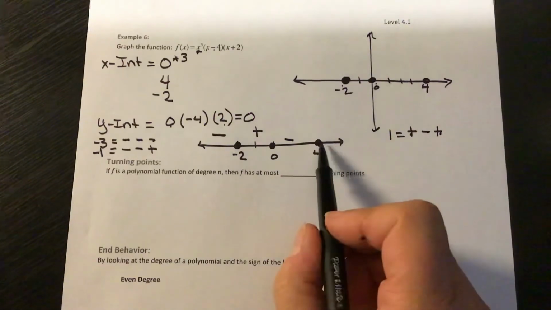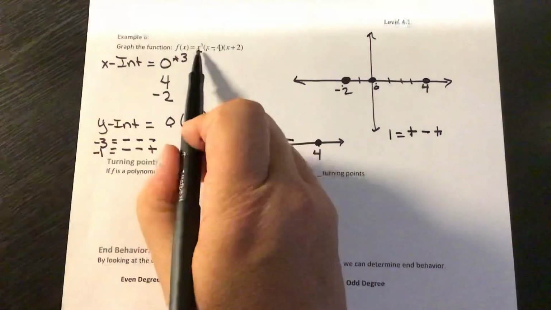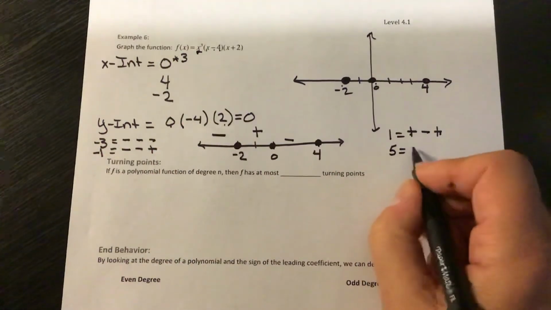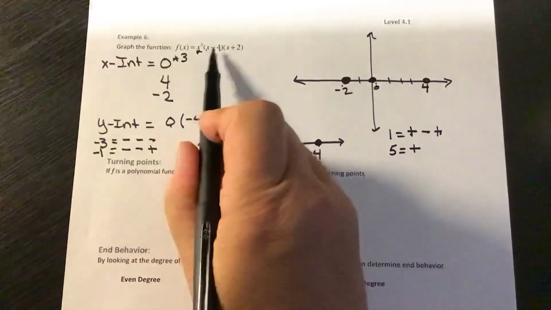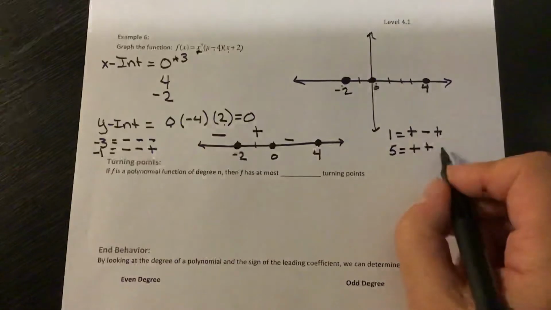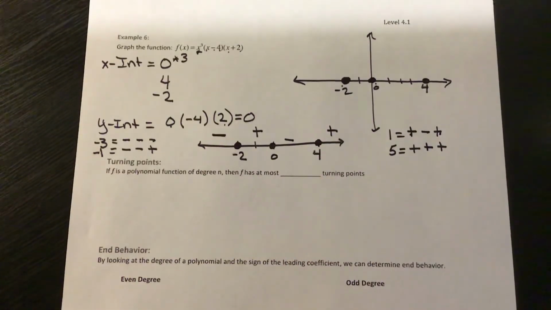And how about a number bigger than 4, like 5? So +5 to the 3rd power, I know that's going to be a positive number. 5 minus 4 is positive, and 5 plus 2 is also positive. So bigger than 4 is going to be positive.